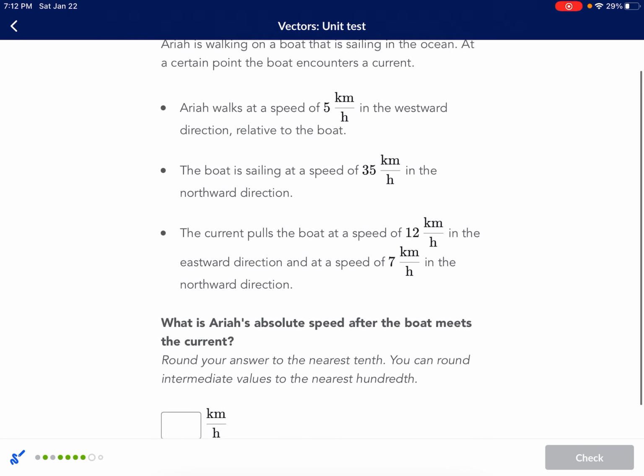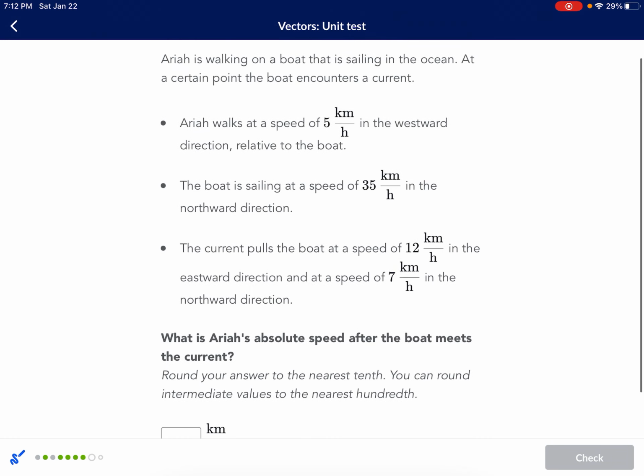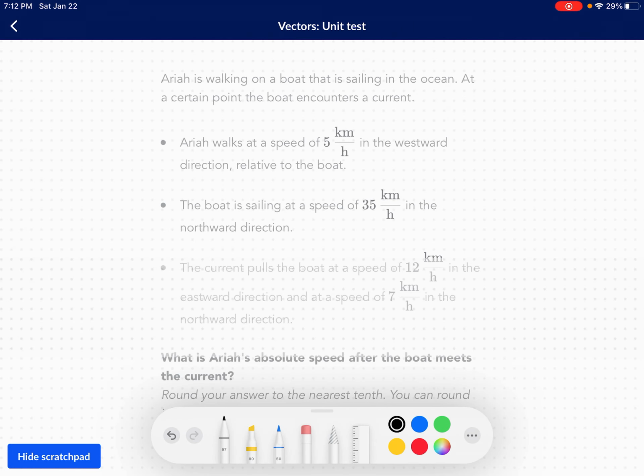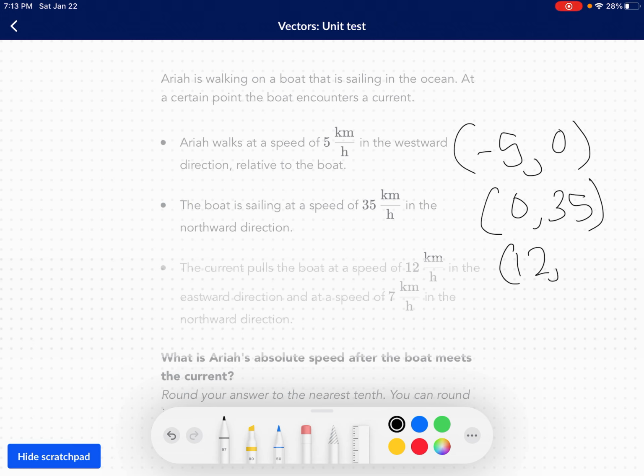What was Aria's absolute speed? So this is asking for the magnitude. So I'll just put the x and y components of each one first. So Aria is 5 kilometers per hour in the westward direction. That's negative 5, 0. 35 kilometers per hour in the northward direction. That's 0, 35. And 12 kilometers per hour in the eastward direction. That's 12, 0, and 0, 7 for the northward direction.